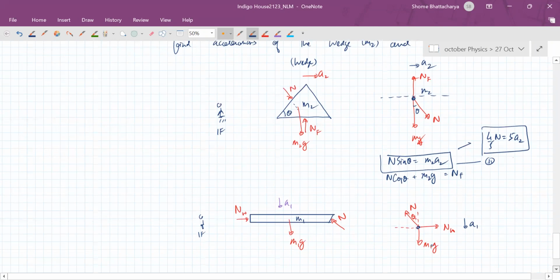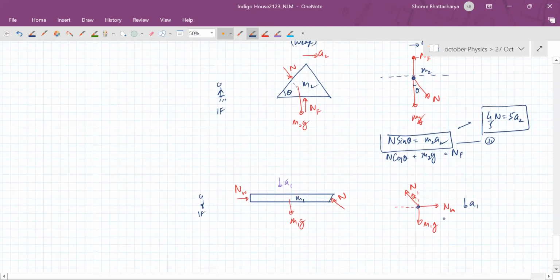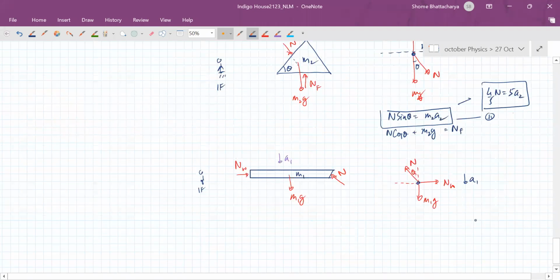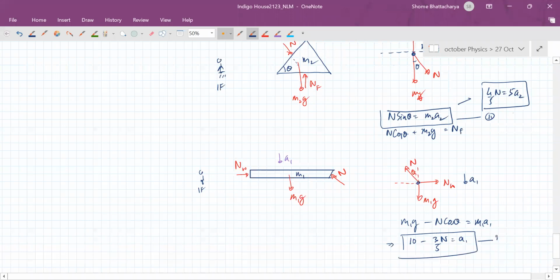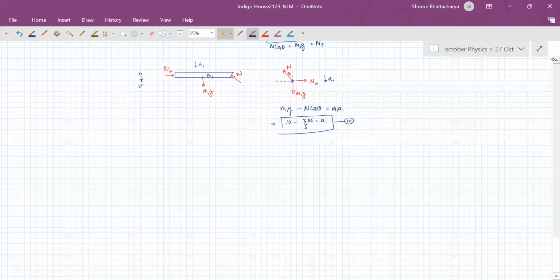So the equation for this one's downward motion becomes m1g minus N cos theta is equal to m1 A1. So m1 was 1 kg. So 10 minus 3 by 5 N is equal to A1. So this becomes our third equation. So make a note of these and solve these equations now to find A1 and A2.